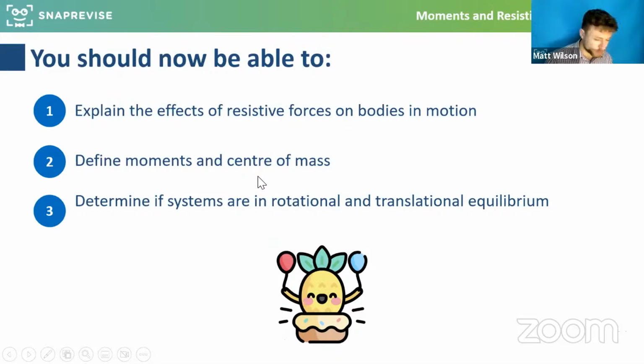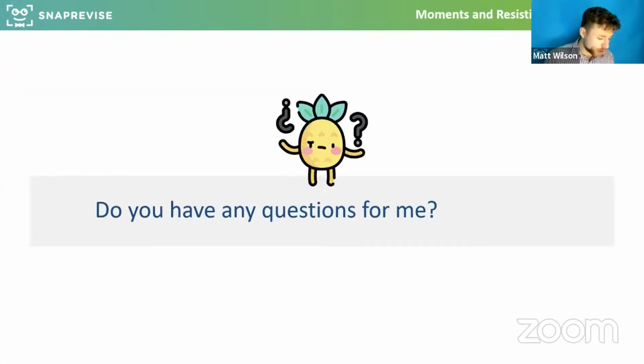Okay, so hopefully this is all making sense. We kind of did 2 things in this session. You should now be able to explain the effects of resistive forces on bodies in motion. You should be able to define moments and centers of mass. And you should be able to determine if systems are in either rotational equilibrium or translational equilibrium. So that's the end of all the stuff that was in this web class to show you. Let me know if you have any questions.